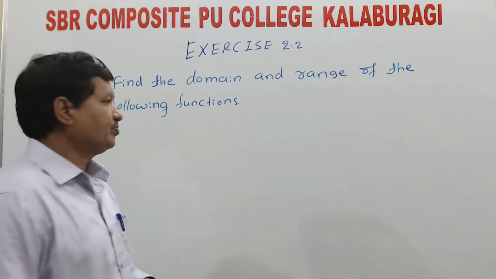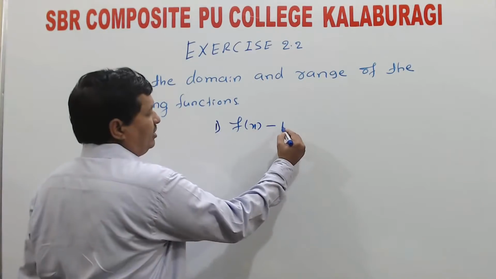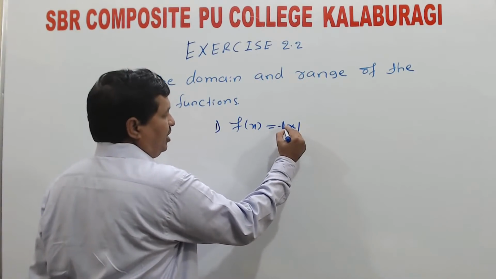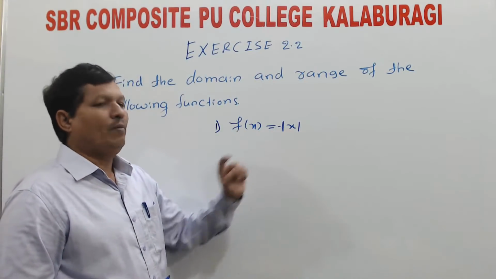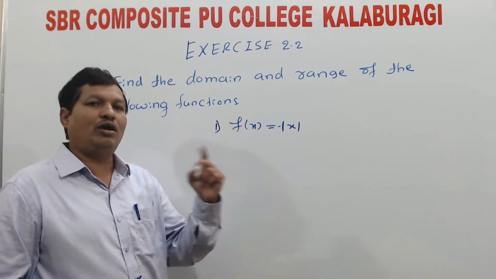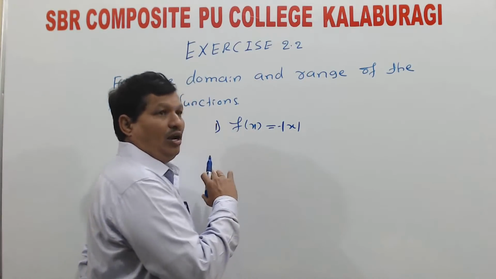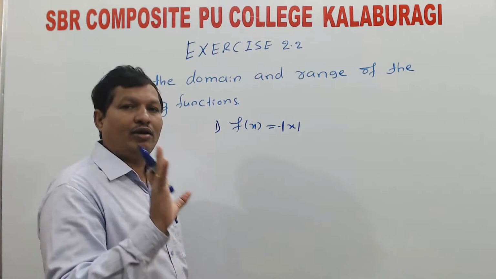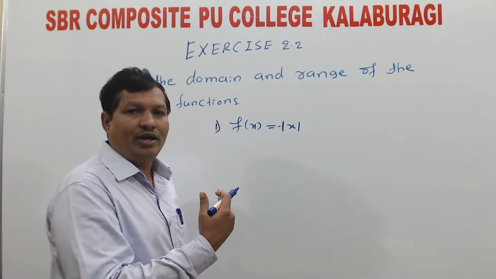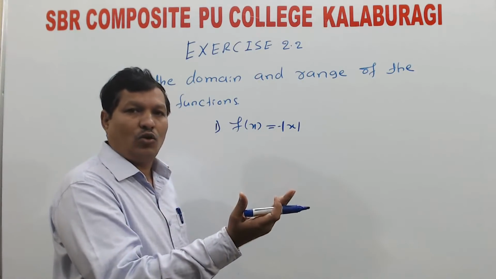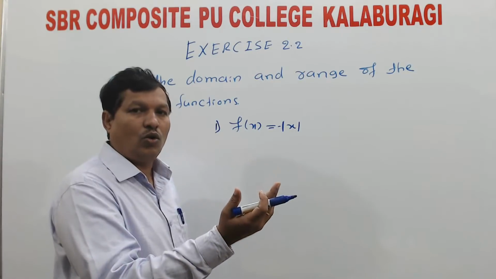First example, f of x equal to minus mod x. Find the domain and range of the function f of x equal to minus mod of x. They will ask this for 2 marks. So how to write the answer here? For all examples, you first consider both domain and codomain as real numbers. After that you have to remove some elements from the domain if they don't have an image in the codomain. Because function means all the elements of the domain have images in the codomain.